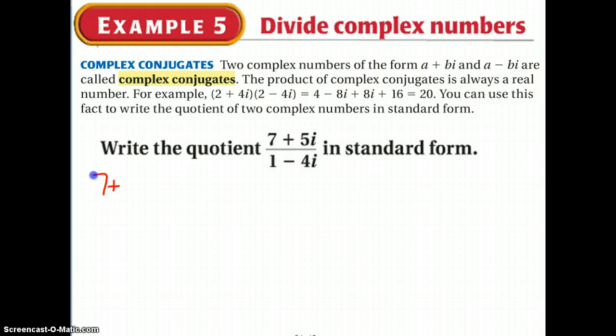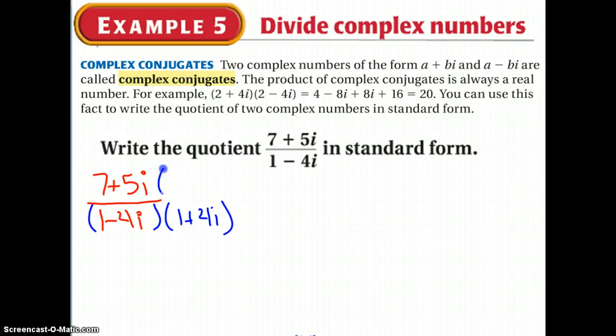So what we're going to do in this problem here is multiply by the conjugate of the denominator, which will be 1 plus 4i. You do it to the top also. And you FOIL top and bottom. So go ahead and FOIL that. Again, first times first.